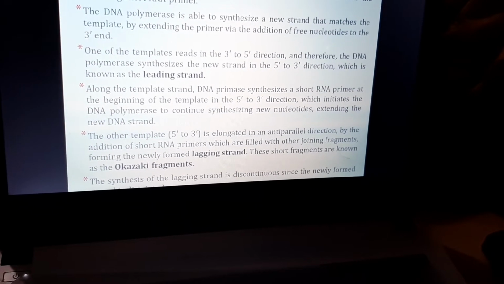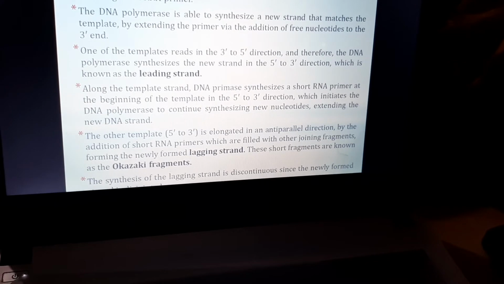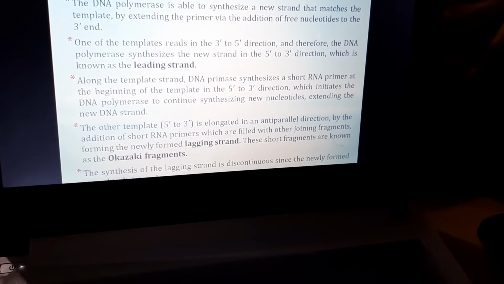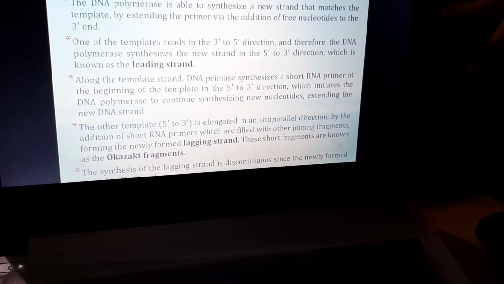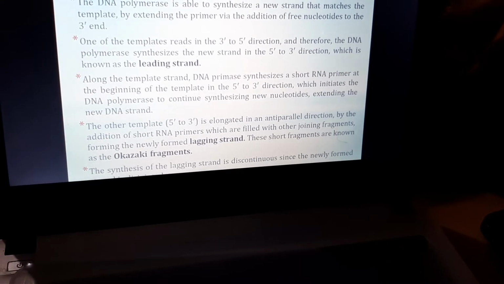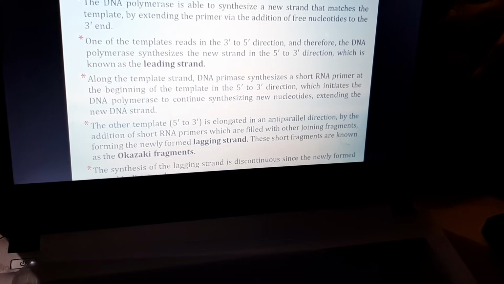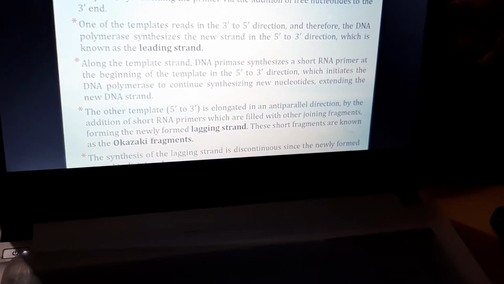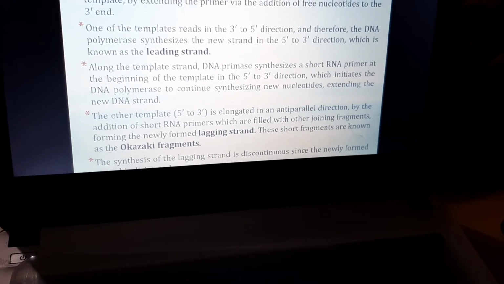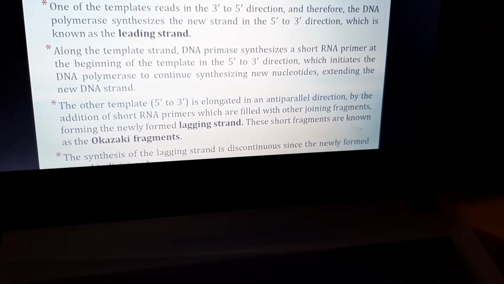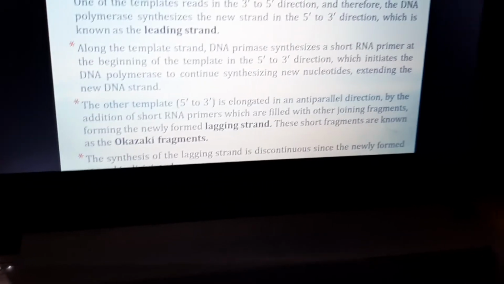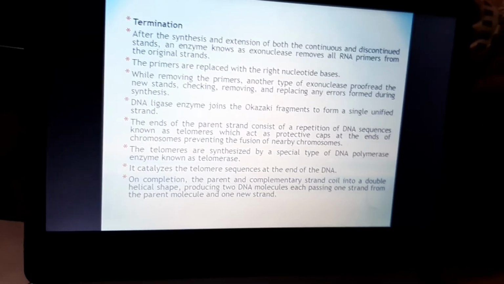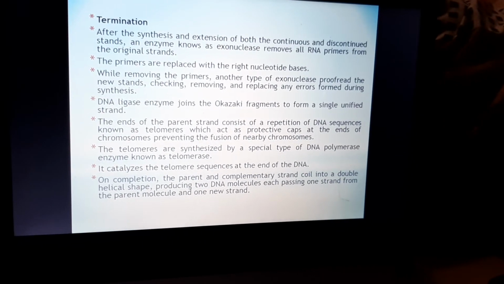The other template, 5' to 3', is elongated in an anti-parallel direction by the addition of short RNA primers, which are filled in and joined with other fragments, forming the newly formed lagging strand. The short fragments are known as Okazaki fragments. The synthesis of the lagging strand is discontinuous since the newly formed daughter DNA is synthesized in fragments.